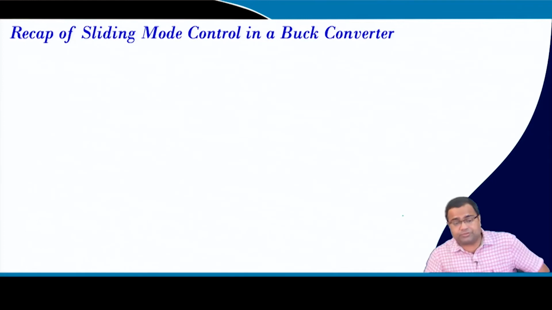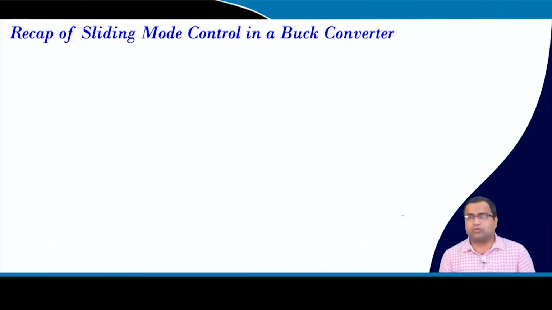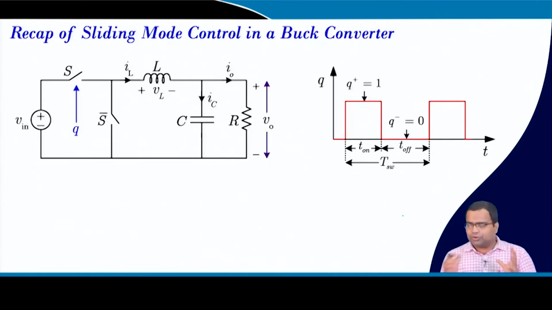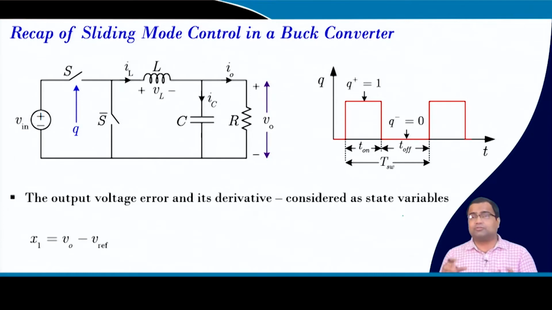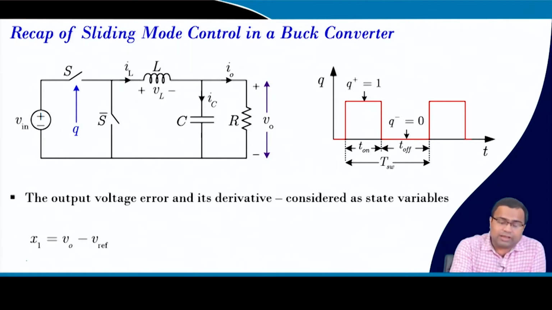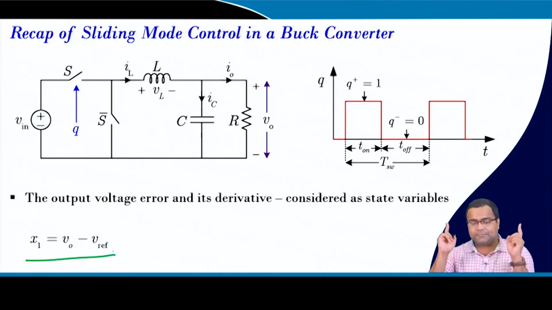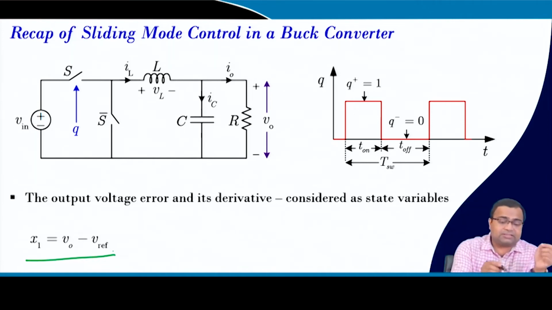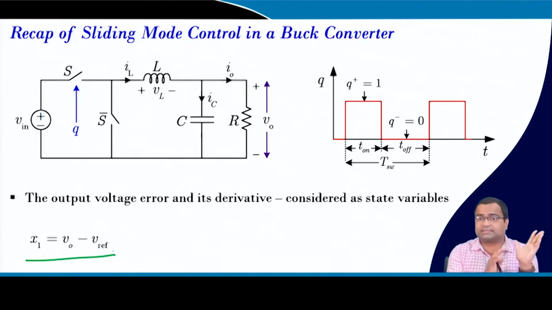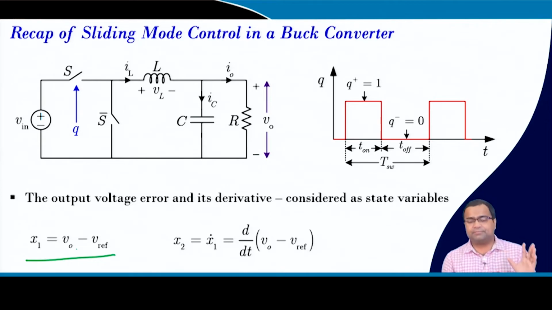Now, we want to recapitulate our sliding mode control concept in a buck converter. What we did in sliding mode control initially, if you go to our lecture number, I think 46, the previous lecture, is that the first state variable is the voltage error. You can take Vref minus V0 or V0 minus Vref. I have taken x1 to be V0 minus Vref, and x2 is the derivative of the error voltage.